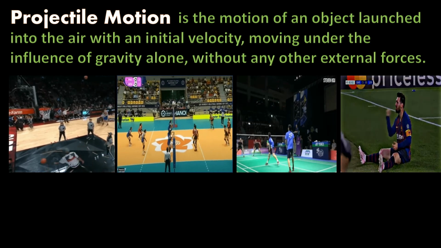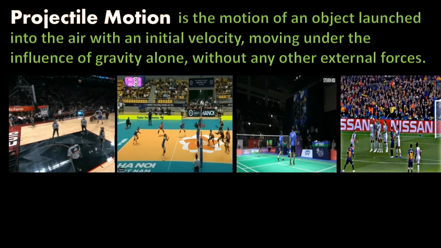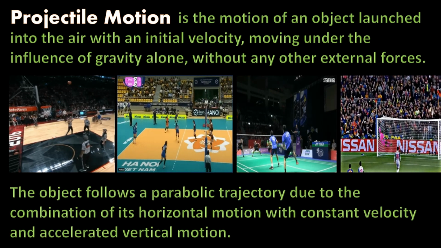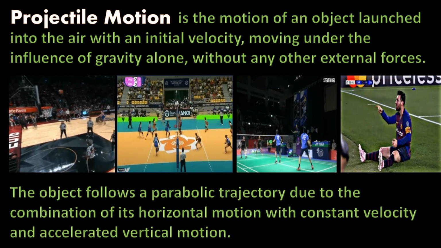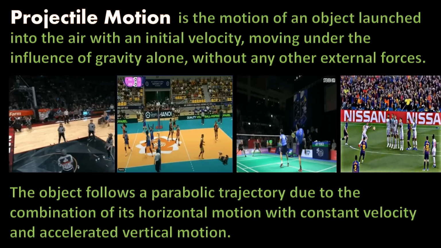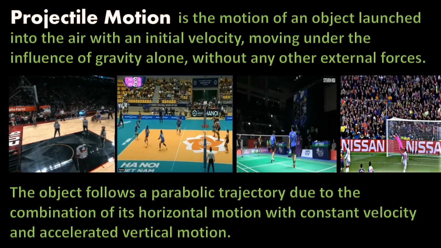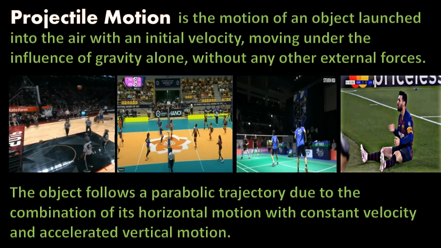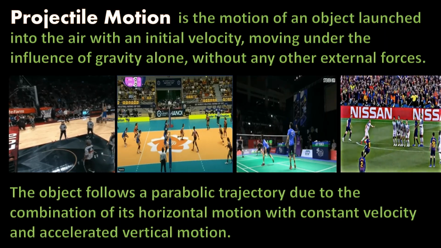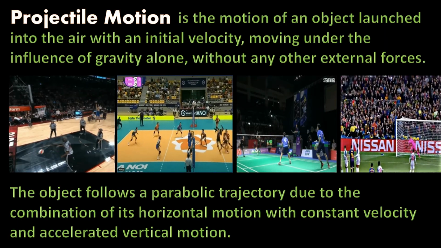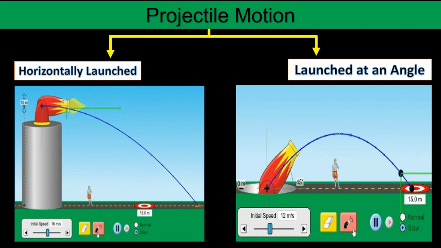Projectile motion is the motion of an object launched into the air with an initial velocity, moving under the influence of gravity alone, without any other external forces. The object follows a parabolic trajectory due to the combination of its horizontal motion with constant velocity and accelerated vertical motion. We can divide projectile motion into two types, horizontally launched projectile and projectile launched at an angle. Let us start first on the concepts of horizontally launched projectile.